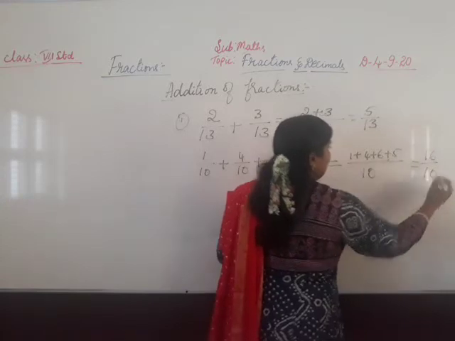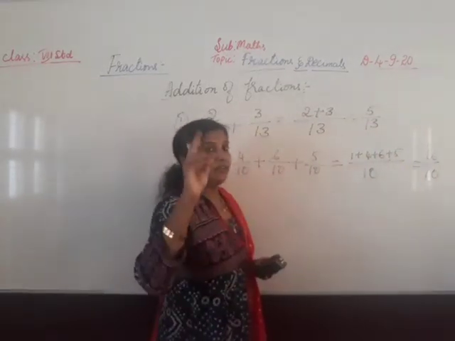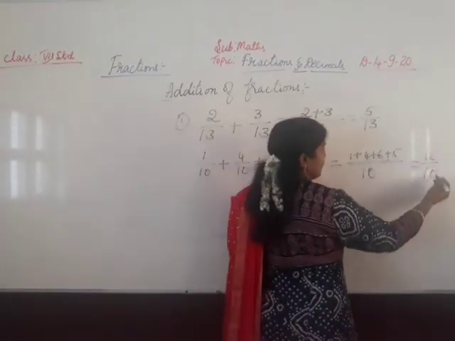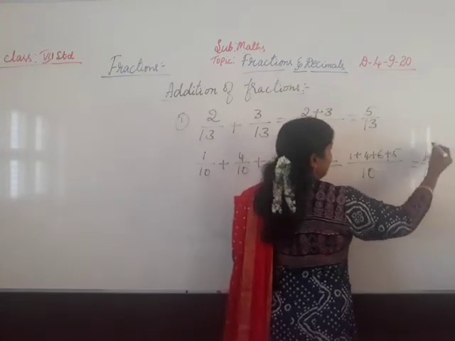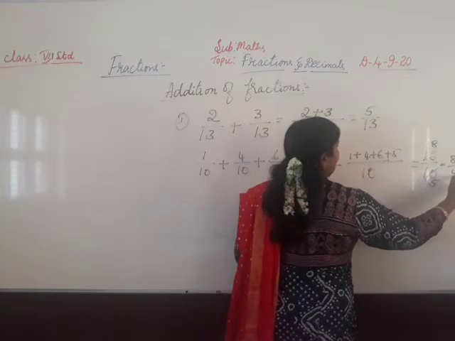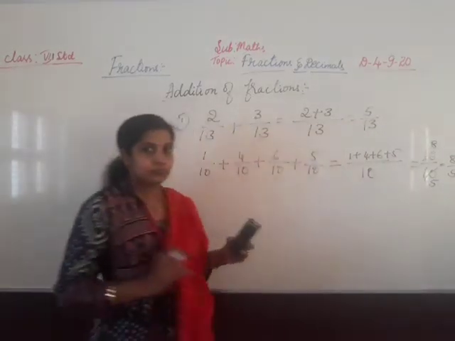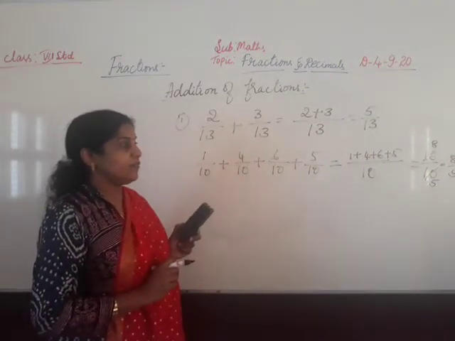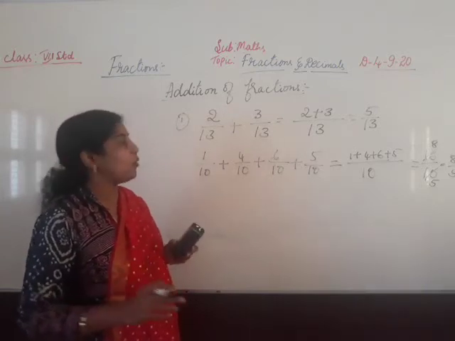16 by 10, and try to bring it to the simplified form. That means we have to divide both numerator and denominator by the same number. 8 2s are 16, 8 5s are 40... so 8 by 5. So 8 by 5 is the simplification, and again we can bring it to the mixed form also.